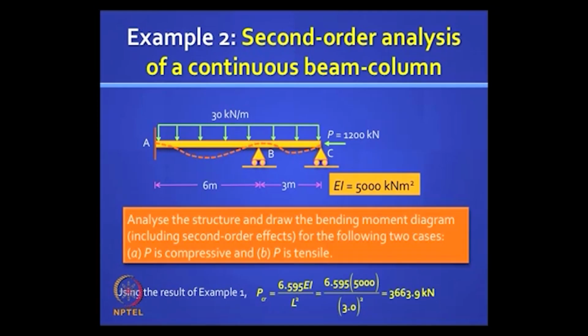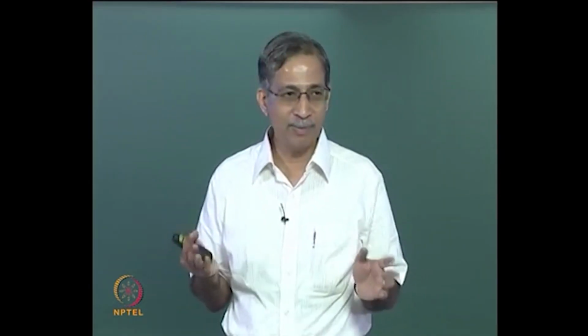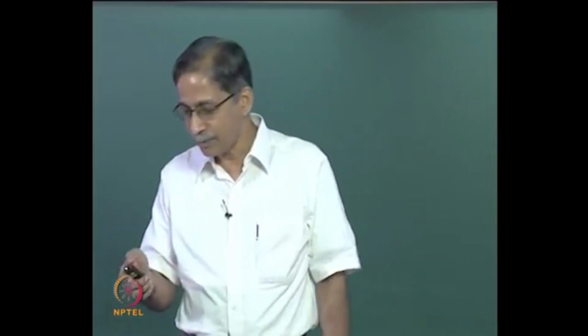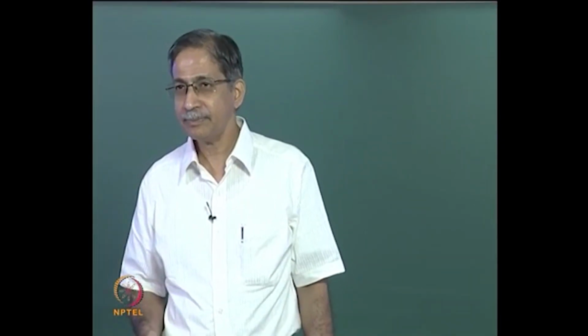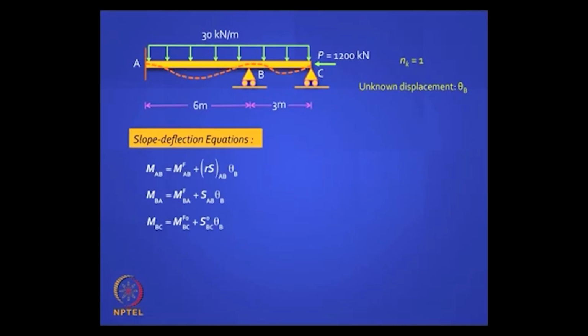So does it make sense to you? And so here you can't do the old slope deflection method, you can't do the old matrix method, you have to look at this problem as a beam column problem. Clear? So let us proceed, take that problem. Degree of indeterminacy is still the same, kinematic indeterminacy theta b.